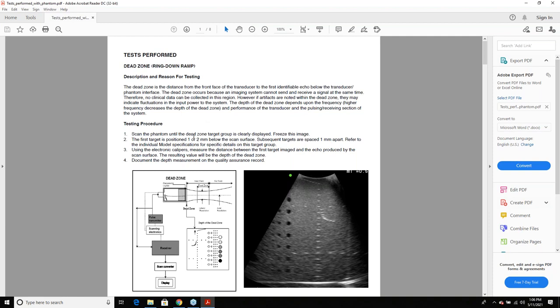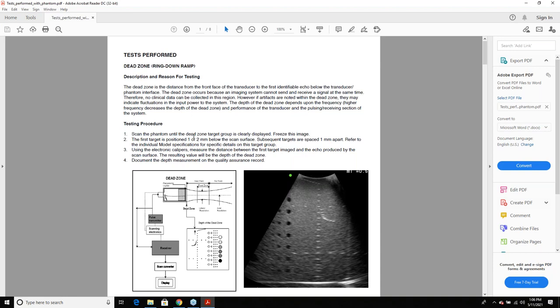testing. It talks about the dead zone, which is the distance from the front face of the transducer to the first identifiable echo. Okay, and you can't see very well here. You can in the actual document, believe it or not. There are some objects right here, and you saw them on the Phantom. They're at the very top of the Phantom, and they very gradually go to a different depth. And they use this test because the higher the frequency of the probe, what's the advantage of a higher frequency probe? It's better resolution, but at a very shallow depth.